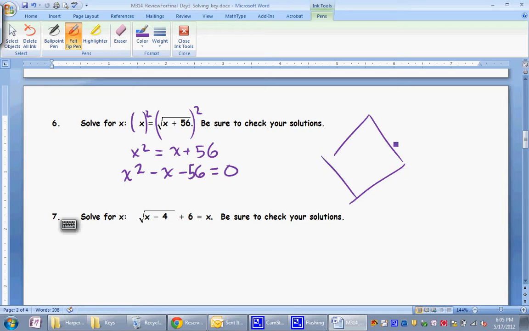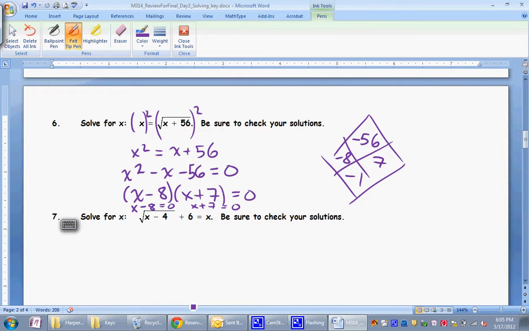Now you can make a diamond, and you could put negative 56 up top, and you could put negative 1 on the bottom. Negative 8 and 7 are the two numbers that multiply to make negative 56, but add up to make negative 1. So we have x minus 8 times x plus 7 is equal to 0. Now we're going to set each of these parts equal to 0. So we're going to set x minus 8 equal to 0 and x plus 7 equal to 0. If two things multiply to make 0, each of them must be 0. X is equal to 8 or negative 7. Those are our two answers.